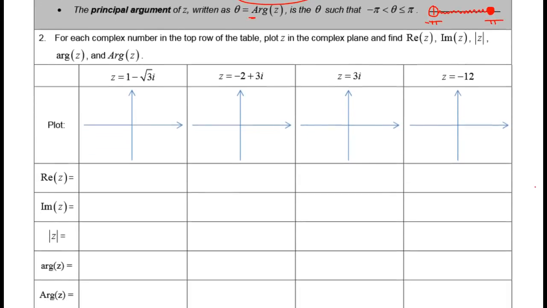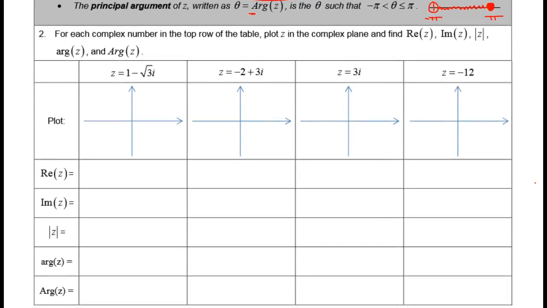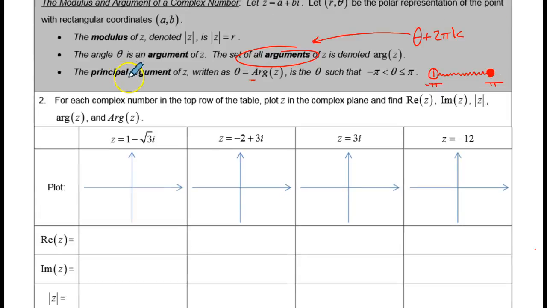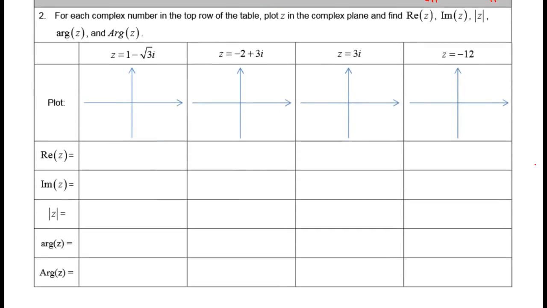Okay, so if we have the complex number 1 minus root 3i, my real component is 1. That's going to be positive 1. My imaginary component is negative root 3. Plotting that in the complex plane, it's going to look like that. The real component of that complex number is 1. The imaginary component is negative root 3.